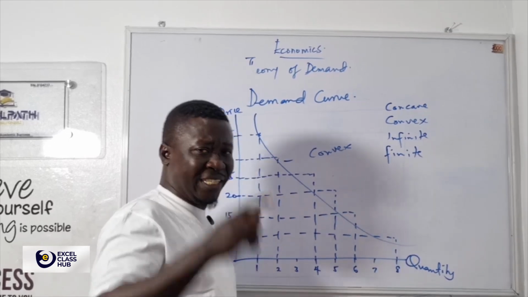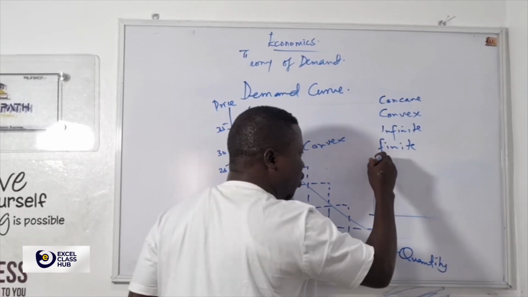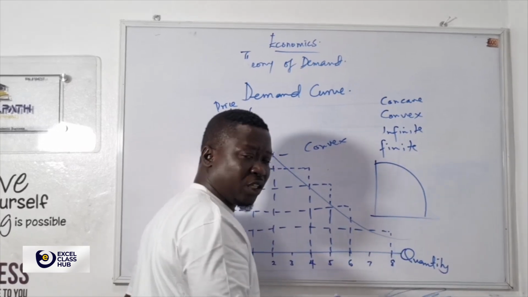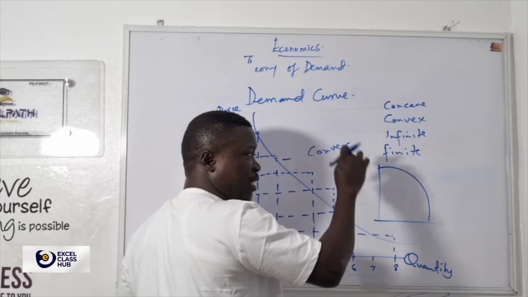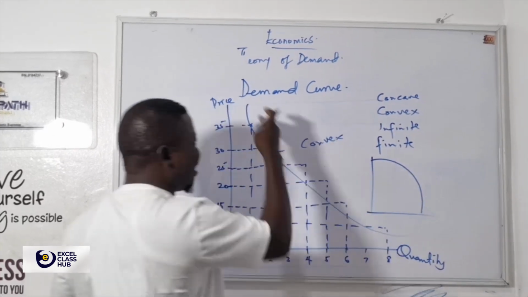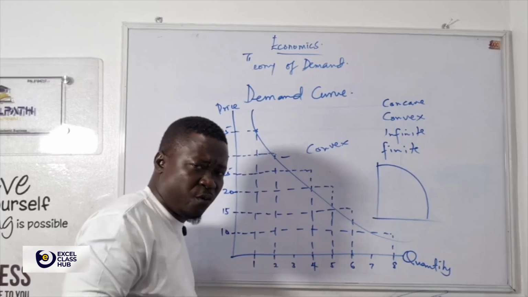I will tell you when it is concave. It's like this. Mostly concave is used in doing the production possibility curve or production possibility frontier. When they say it is concave, this is what it means. But when they say it is convex, this is what it means. That is how JAMB will apply question for you.